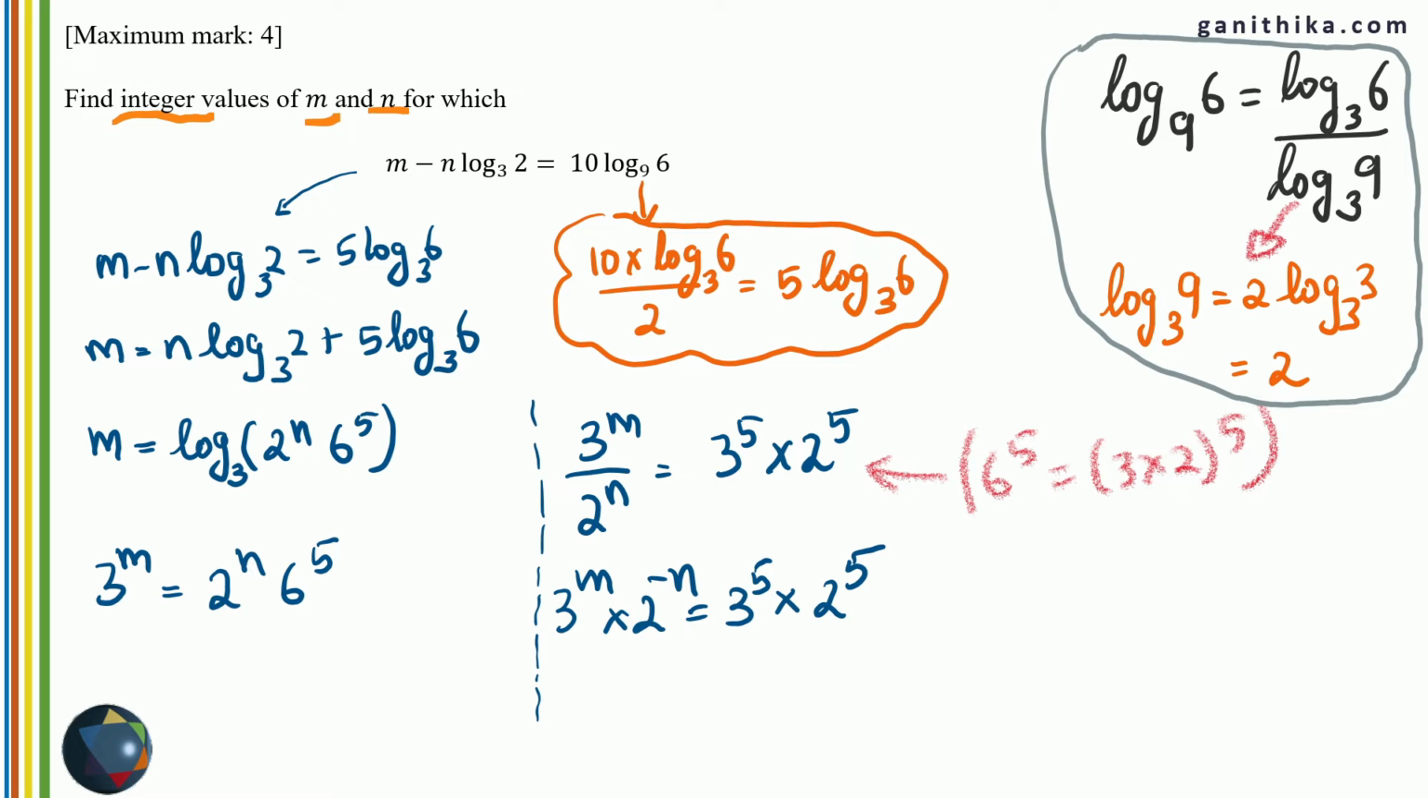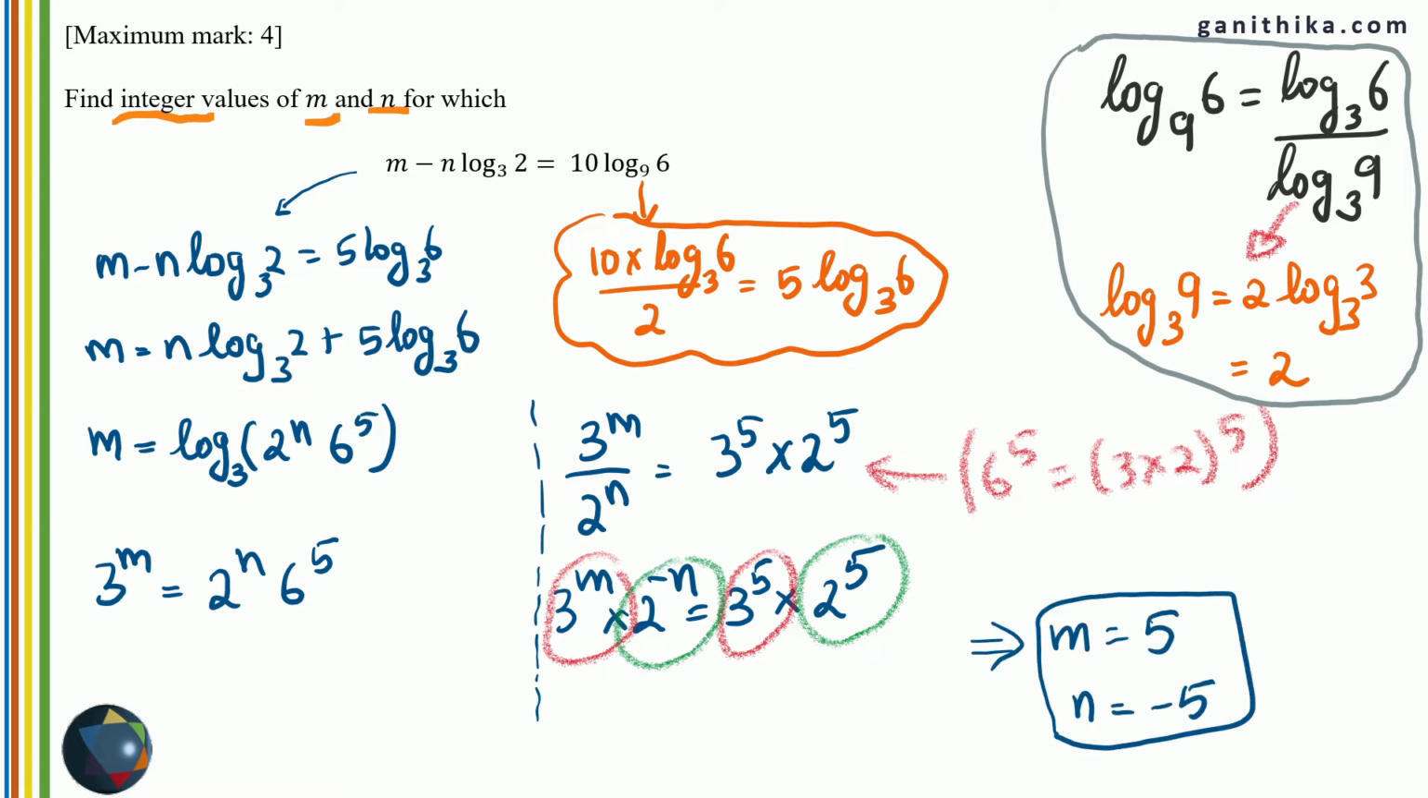So basically what I am doing is I am writing 3 power something, 2 power something on both the sides, so that I can equate the powers of 3 together, making m equal to 5, and equate the powers of 2 together, making minus n equal to 5, which makes n equal to negative 5. So these are the values for m and n. m is 5 and n is negative 5. It's a very simple question, but you are using lots of rules of logarithms here. You might find another simpler method than this.